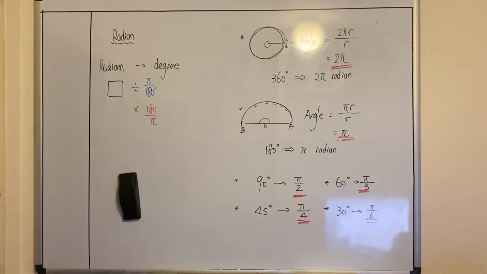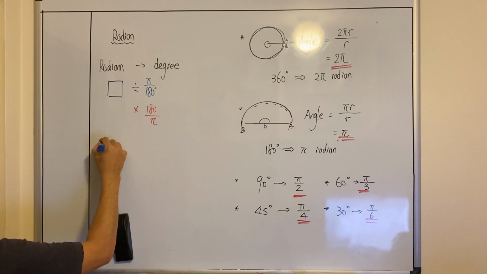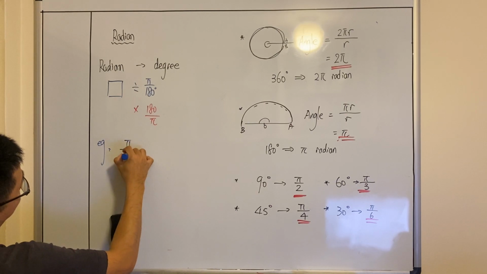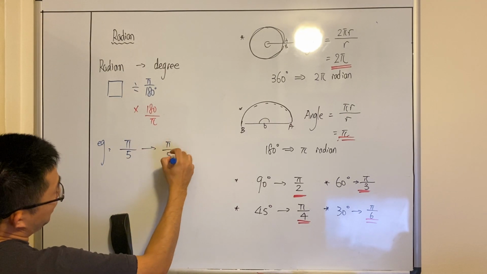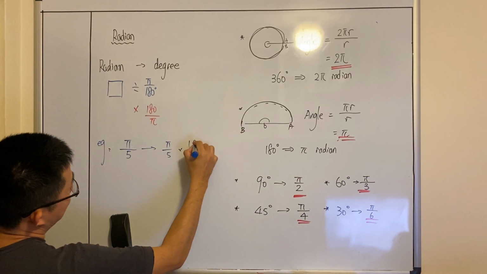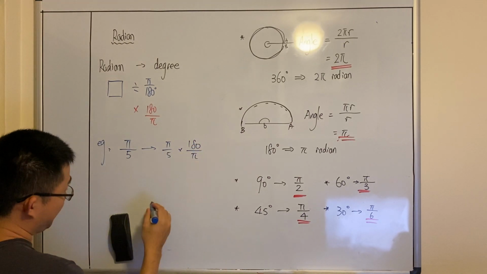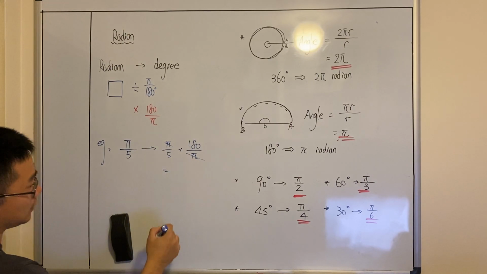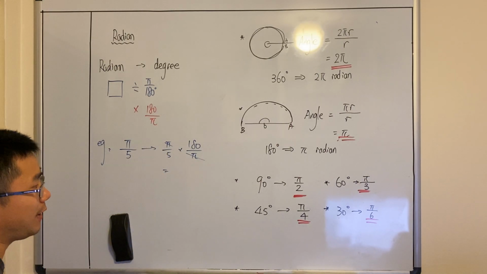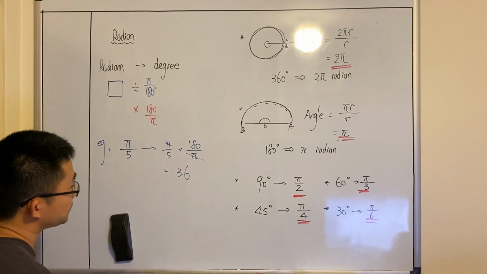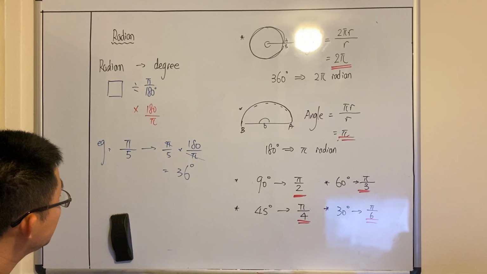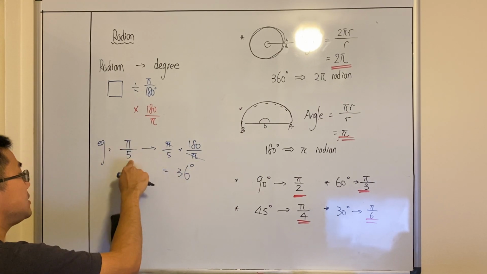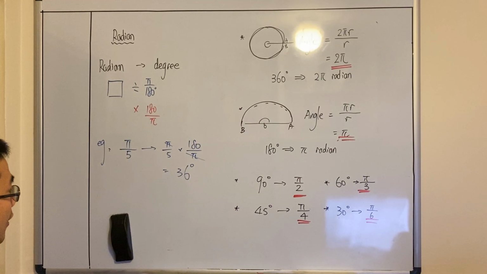So an example of that would be something like, I have pi over 5 radian, and I want to convert that into degree. So I will do pi over 5 times 180 over pi. Cross the 2 pi out, you're going to get 180 divided by 5, which is 36. And make sure you write down 36 degree. So that tells you that 36 degree is equivalent to pi on 5 radian.